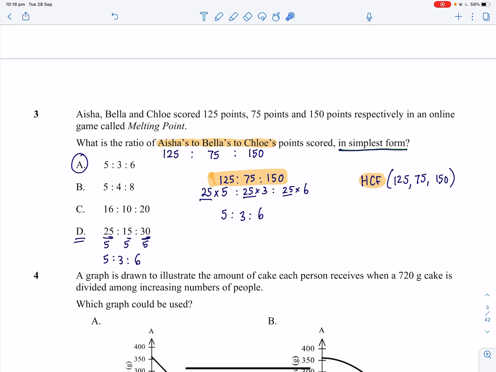If you recognised that 25 was the highest common factor of these three numbers, you could have done it in one step and divided each of these numbers by 25 to get 5 to 3 to 6 as the ratio in its simplest form, and that would have given you A.